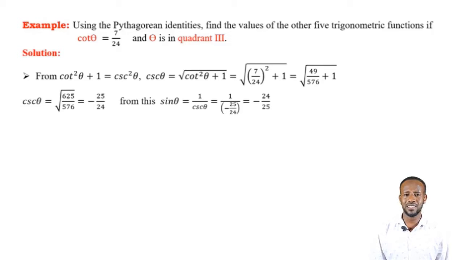Why do we use the negative sign? Cosecant is negative in quadrant 3. Only one is positive. What were the positive trigonometric functions in quadrant 3? They were tan and cot.